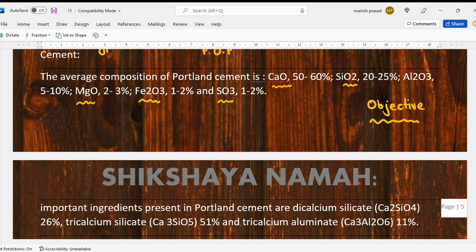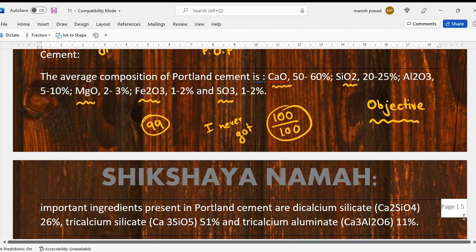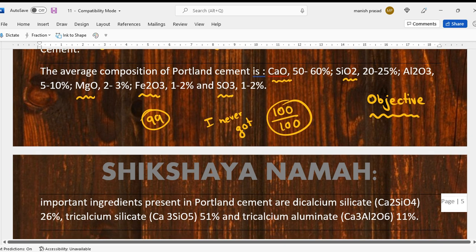And I want y'all to get 100 out of 100 because I never got it. My highest marks ever was in class 10, that was a 99. Uske baad pehle kabhi bhi 100 nahi aaya. So, you know, I shouldn't be doing that, but I live my dreams through my children when they get 100 out of 100. In a way, it is like, you know, I have got that 100.